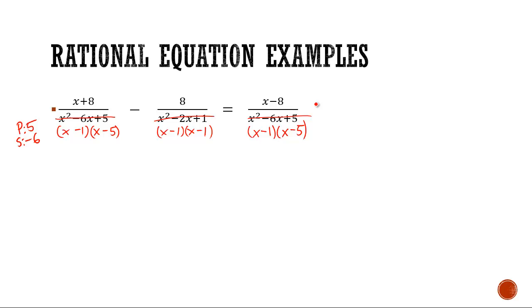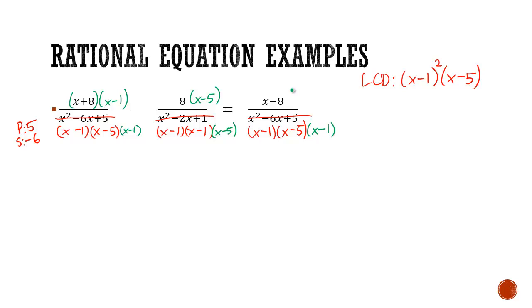So what is our common denominator? Our common denominator needs to have an x minus 1 and an x minus 5. But this one had an x minus 1 squared, so they all have to have an x minus 1 squared. So this one is missing another x minus 1. And again, you need brackets on top if you didn't have them. This one's missing an x minus 5. And this one's missing another x minus 1.